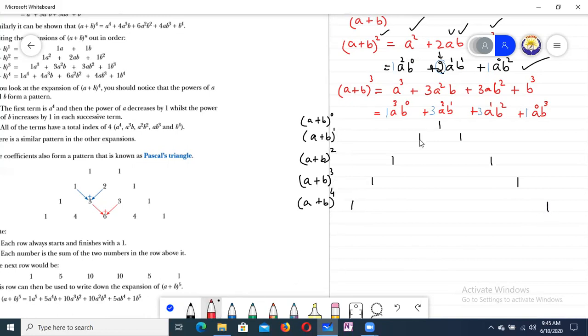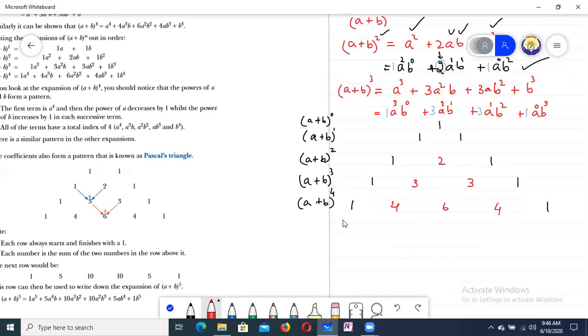In the middle, how can we get it? Add these two, 1 plus 1, 2, you can write here. Now you can see these three terms: 1, 2, 3. Here add these two, 1 plus 2, 3, you can write here in the middle of these two. 2 plus 1, 3. Here in the middle you can write 1 plus 3 is 4. 4 you can write here in the middle of these two. 3 plus 3, 6, and 3 plus 1, 4.